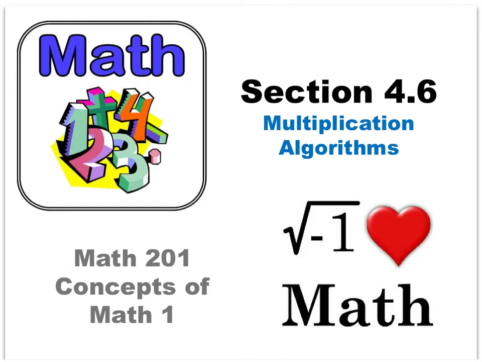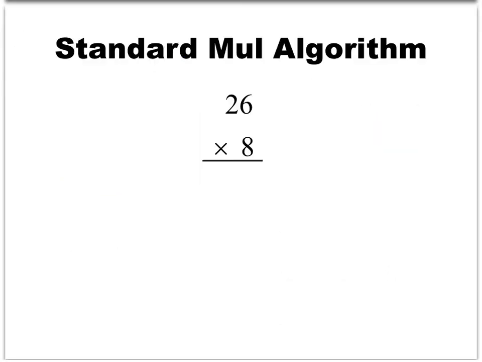In chapter 3 we talked about the standard algorithm for doing addition. In this section we're going to talk about the standard algorithm for doing multiplication. We're also going to talk about a couple of different algorithms that you may or may not have seen before. We're going to talk about how they're all related, and we're going to try to explain why the standard algorithm for multiplication works.